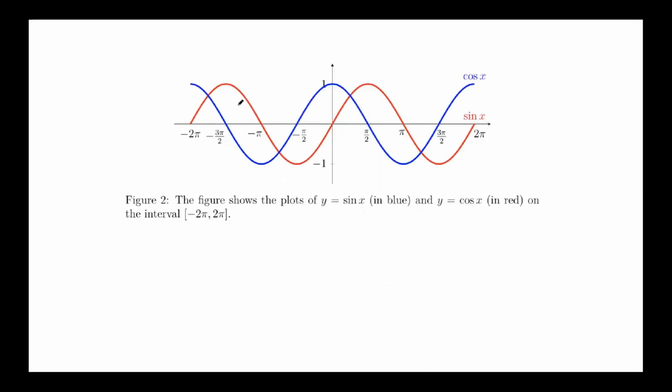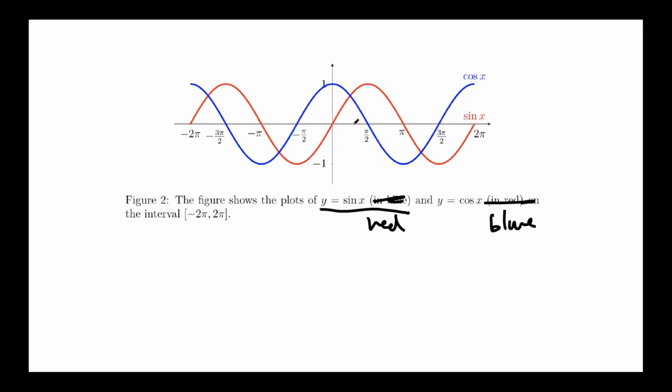So what actually happens when we graph these two functions? So we have this graph here of sine and cosine. Seems like this might have been reversed. Sine is in red and cosine is in blue.